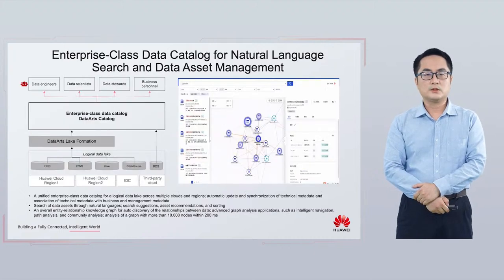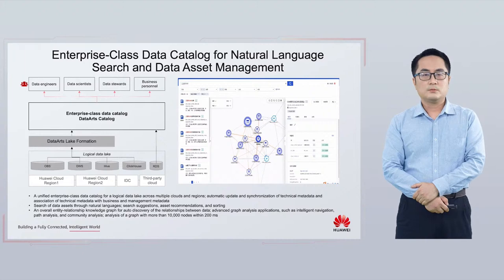Next, I would like to continue with the introduction of the newly upgraded Enterprise Class Data Catalog. For many enterprises, data is distributed in multiple clouds and regions, and needs a unified data catalog to display. To address this challenge, we provide a data catalog that collects metadata across clouds and regions. It automatically associates business metadata, management metadata, and technical metadata. For example, the business metadata may be metadata of a business report or metrics. We also provide natural semantic search for users to quickly search data assets based on NLP technology. It provides search suggestion, asset recommendation, and sorting.